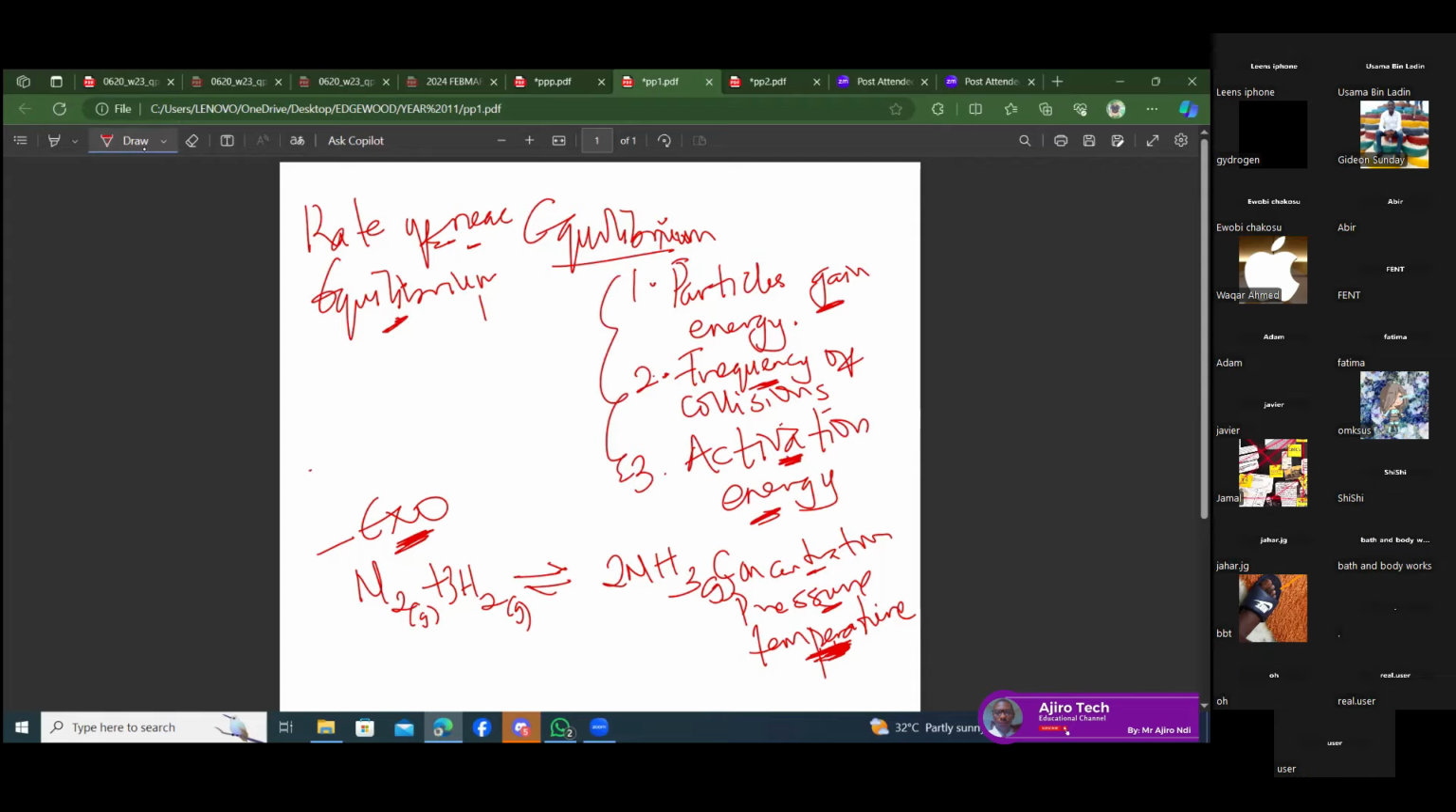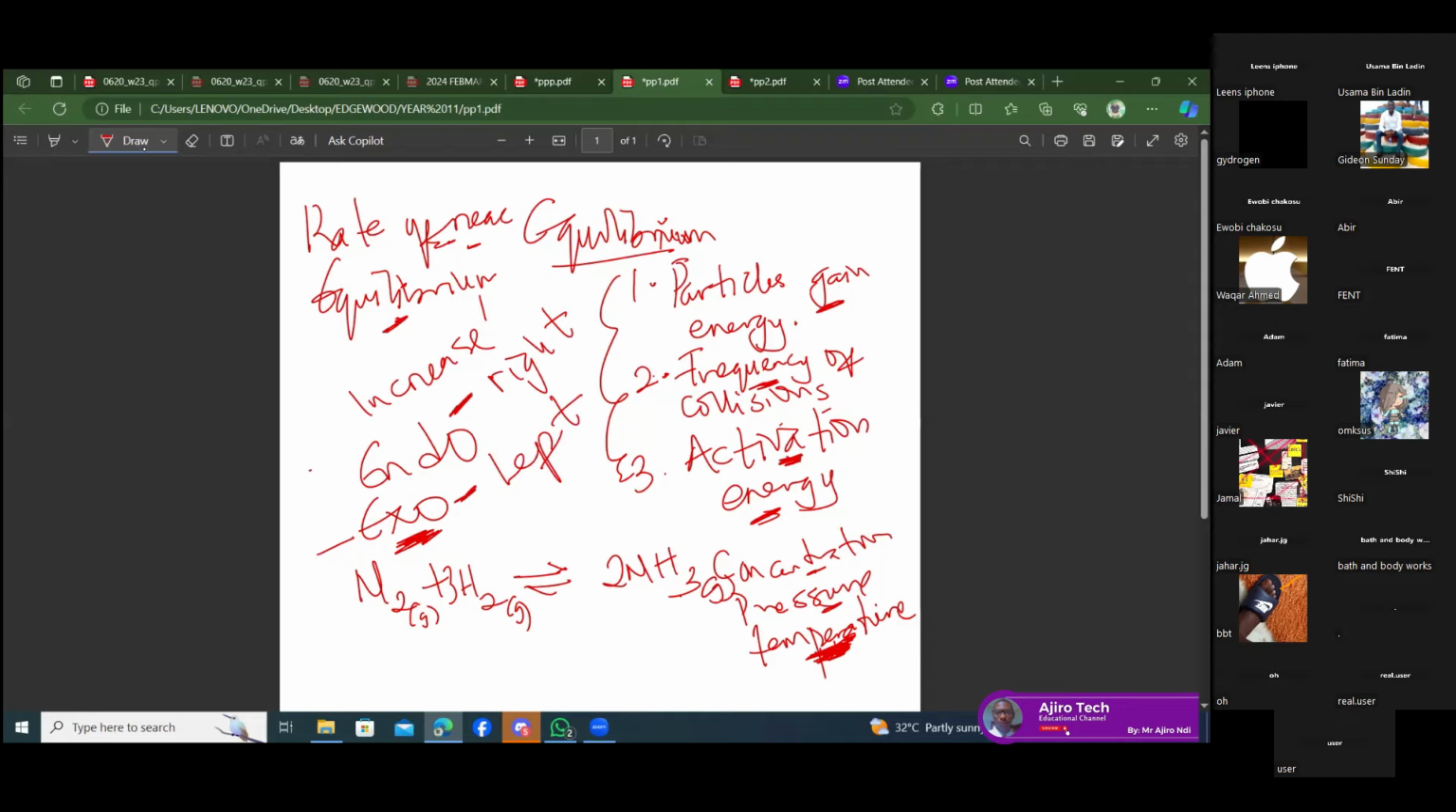But in terms of equilibrium now, how does temperature affect equilibrium? What you need to consider is whether the reaction is endothermic or exothermic. So if the reaction is endothermic, if you increase the temperature, equilibrium shifts to the right. Note this. But if the reaction is exothermic, if you increase the temperature, equilibrium shifts to the left.